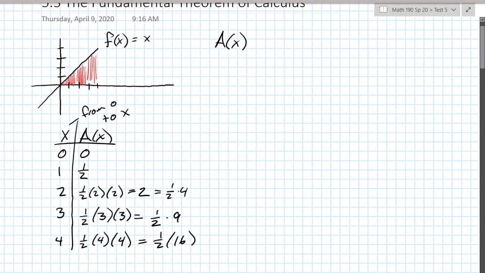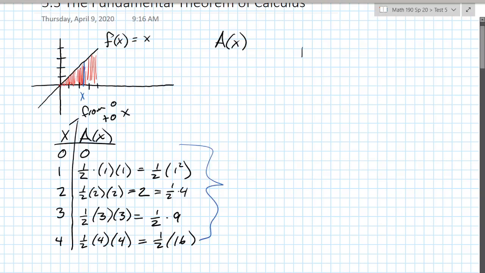So could we come up with an area function? How about we do this, 1/2 base times height, or 1/2 times 1. Could we come up with an area function from 0 to x? What kind of pattern do we see here?